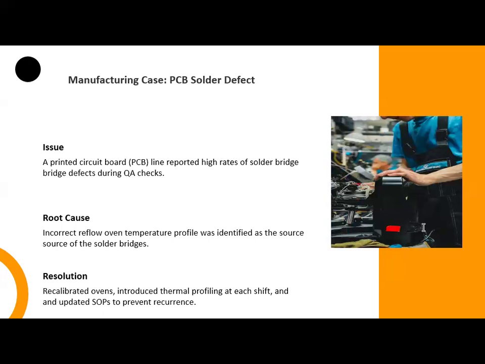Now let's take a manufacturing case of soldering defects in PCB. This is a factory case, in which a printed circuit board line found excessive solder bridges. The root cause was that the reflow oven temperature profile was off. What is the solution? The solution is recalibration, thermal profiling, and operator training. So what's the result? Lower defect rates and better consistency.